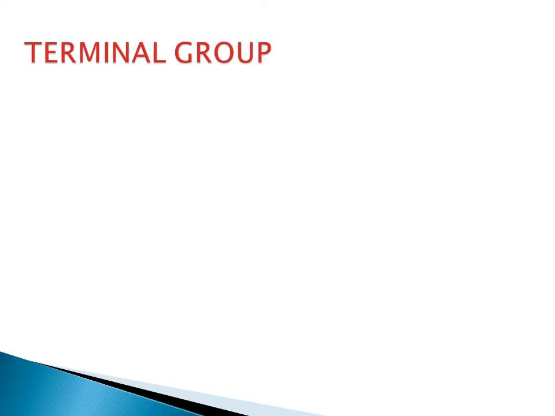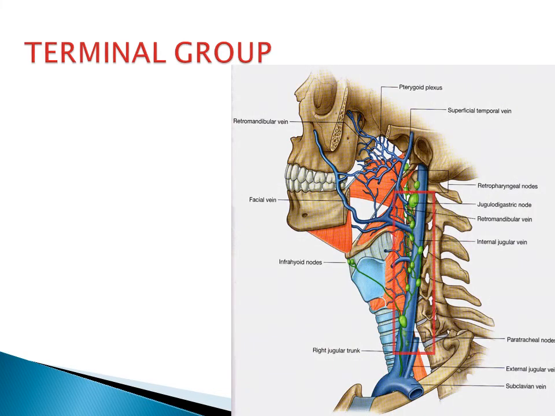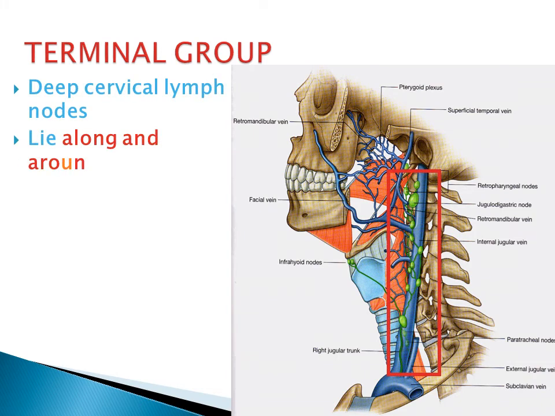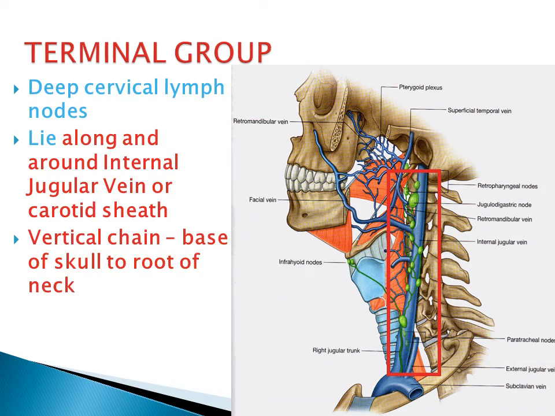Coming to the terminal group or the deep cervical group of lymph nodes. Can you see here the internal jugular vein, and along the internal jugular vein, or the carotid sheath, there is a vertical chain of lymph nodes. You can see the vertical chain extending from the base of the skull to the root of the neck. Along the internal jugular vein vertically lies the deep cervical group of lymph nodes.